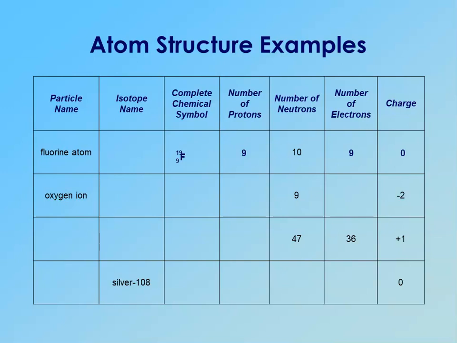So when I name the isotope for this particular atom of fluorine, it would be represented by fluorine-19 to indicate the number of particles that are present in its nucleus.